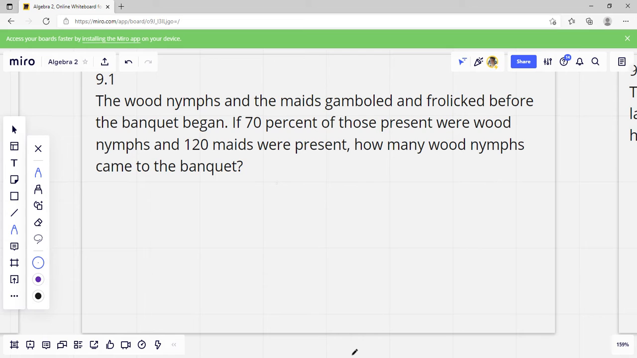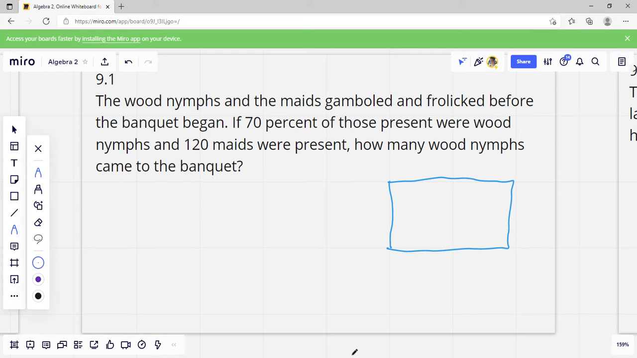gambled and frolicked before the banquet began. If 70% of those present were wood nymphs and 120 maids were present, how many wood nymphs came to the banquet? Okay, so first of all, I'm going to show you a different way to work a percent problem. And we're also going to practice on these writing our diagram before we work the problem. So we're going to start with our diagram.